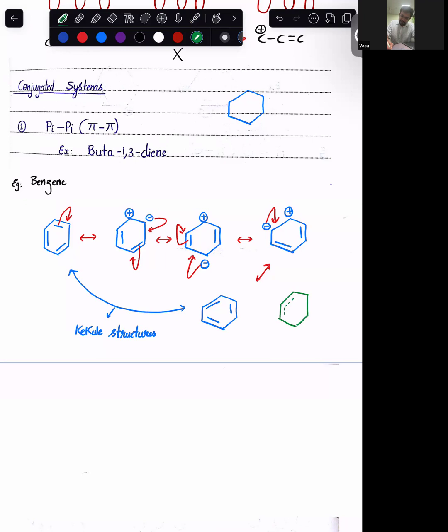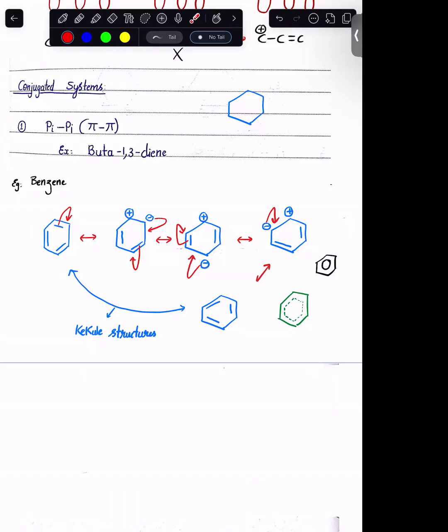I have density here, density here, density here, density here, density here, density here. Hence, we show benzene as something like this, with a circle. That circle indicates all the symmetric p orbitals overlapped among each other, or they formed one circular electron density. Okay.